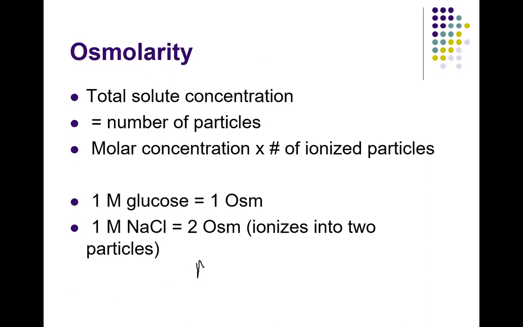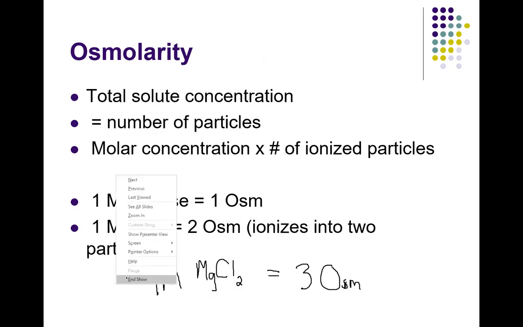If you had something like MgCl2, that's a 2 here. So magnesium chloride. Once again, magnesium is a metal, chlorine is a non-metal, so this is held together with an ionic bond. If we had a 1 molar MgCl2 solution, that would be equivalent to 3 osmolar, because this breaks into 1 magnesium and then 2 chlorines instead of just 1 sodium and 1 chlorine. So this would be a 3 osmolar solution because it breaks down into those particles.